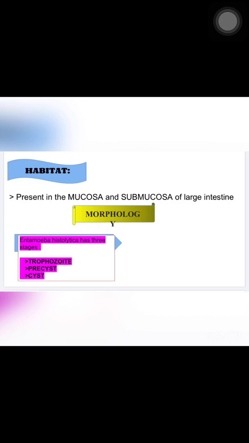So here is the habitat of Entamoeba histolytica. It is present in the mucosa and submucosa of the large intestine. Here is the morphology of Entamoeba histolytica. It has three stages: first the trophozoite, second the precyst, and the last one is the cyst.